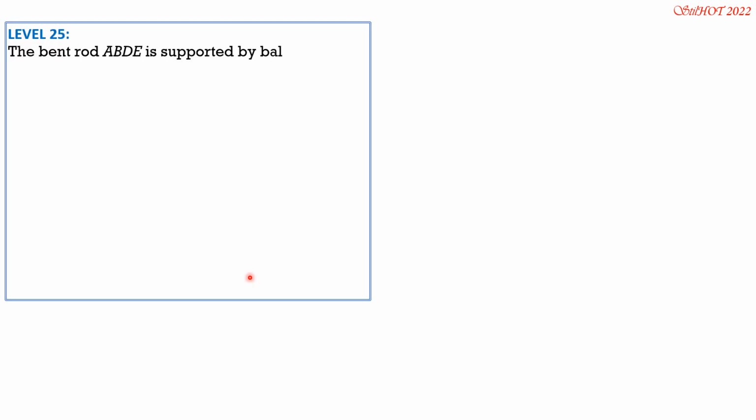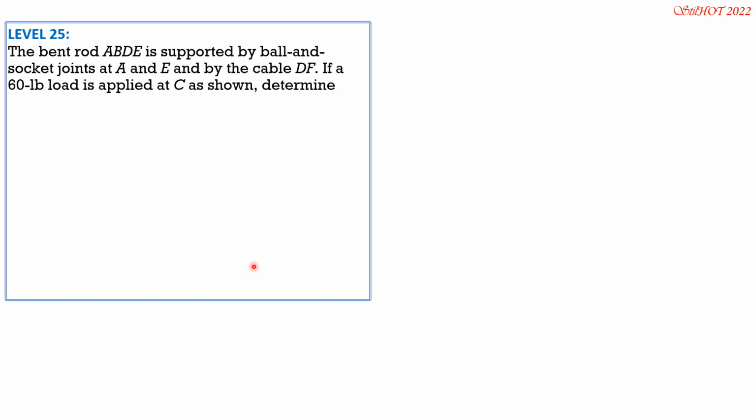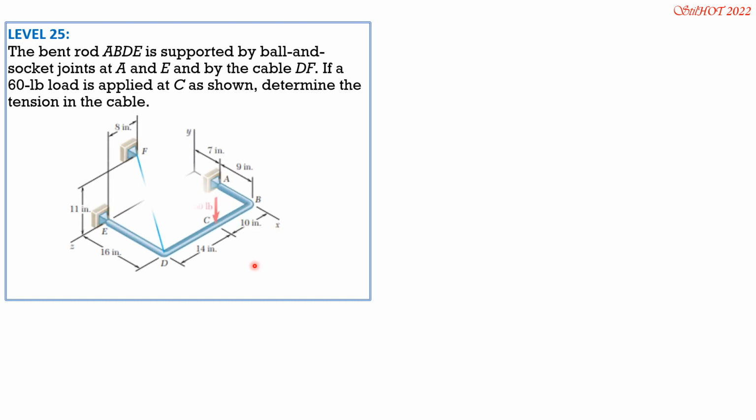The bent rod ABDE is supported by ball and socket joints at A and E and by the cable DF. If a 60-pound load is applied at C as shown, determine the tension in the cable. So we have reaction components at A and E.